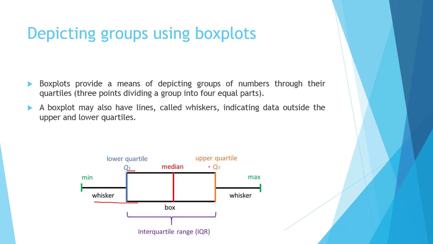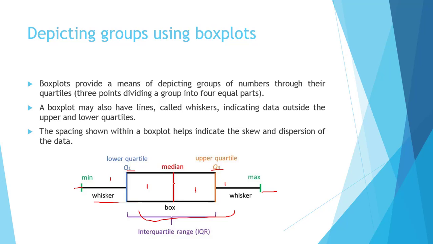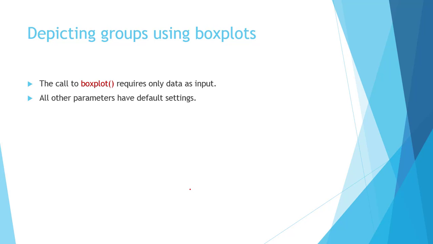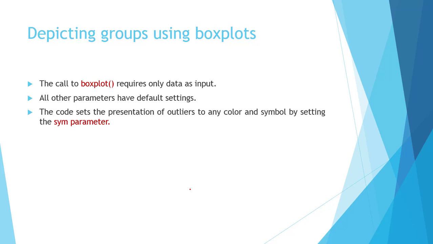So this is Q1, this is Q3. So this is 1, 2, 3 and 4, four parts of this box plot that divide the data into four parts. This is the minimum data, this is the maximum data, this is the lower quartile, this is the upper quartile, and this box is known as the interquartile range. The spacing shown within the box plot helps indicate the skew and the dispersion of the data. Now, the call to the box plot requires only data as an input. All other parameters have default settings.